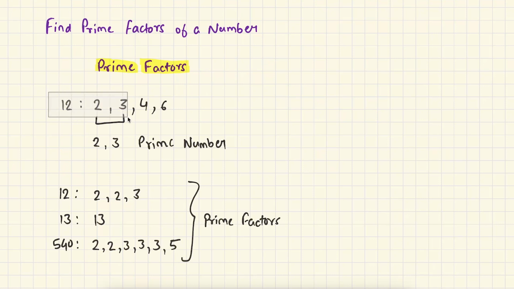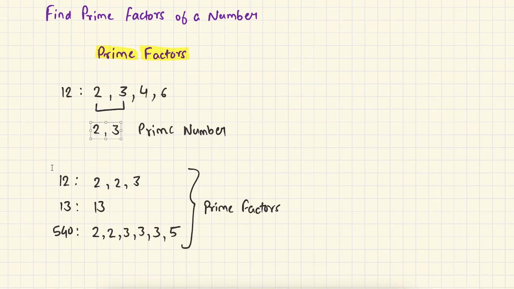So these are all the factors of 12, because 12 can be divided by 3, 4 and 6. And out of these factors, 2 and 3 are prime numbers. So we can say that 2 and 3 are prime factors of 12. Now if we write all the prime factors of 12, it comes out to be 2, 2 and 3. Why? Because if we multiply 2 into 2 into 3, we get 12.